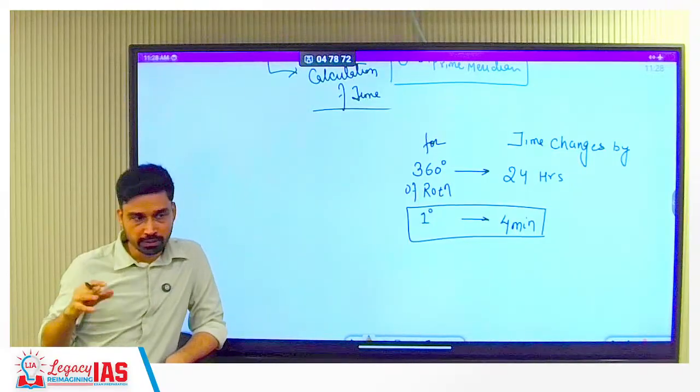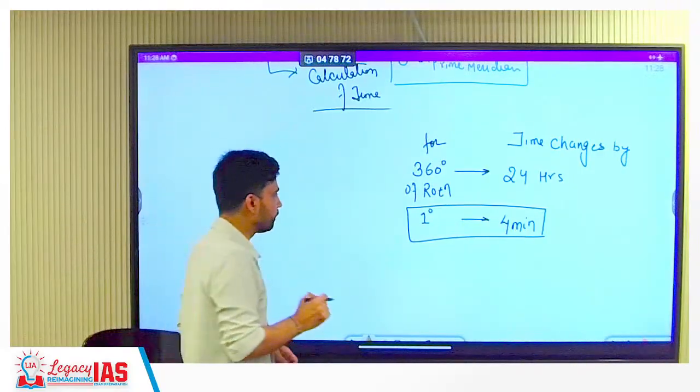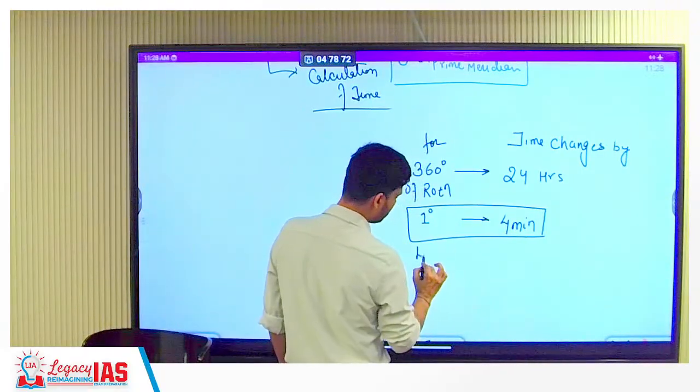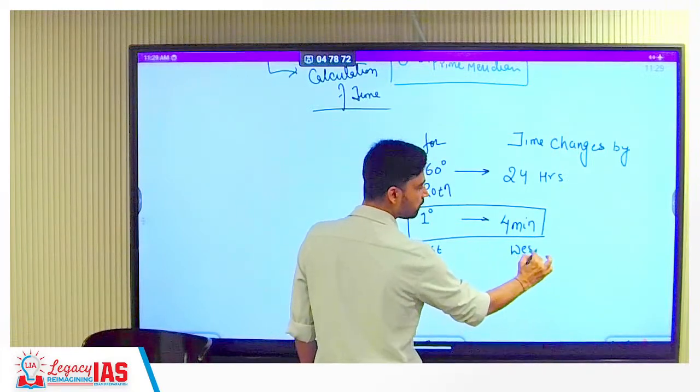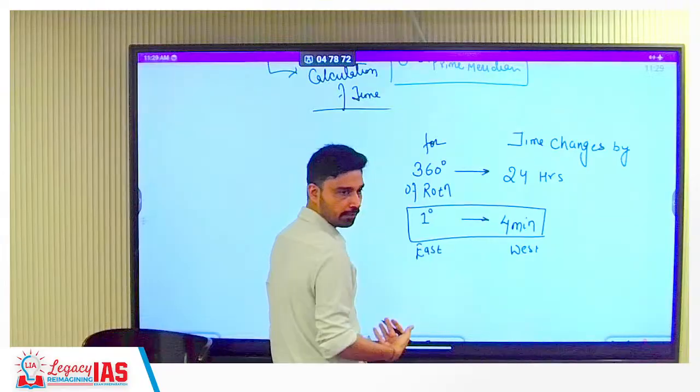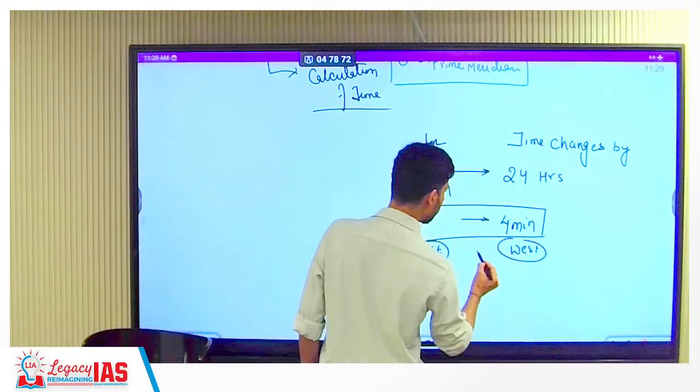Okay, addition, subtraction we'll discuss later, but we know that there will be a difference of 4 minutes as such. So 1 degree, 4 minutes. Now the question comes that we have divided longitude in two ways. One is the eastern longitude, the other is the western longitude. Both can have the same values. So how will time change between east and west?